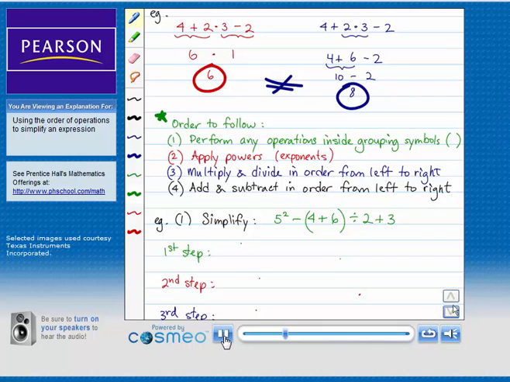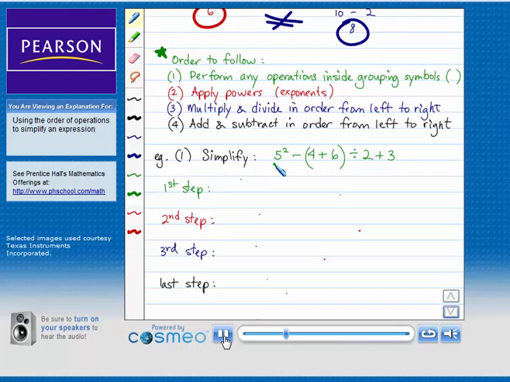Well, here's an example for us to do together. 5 squared minus 4 plus 6 divided by 2 plus 3. Looking at the order of operations above, why don't you see if you can do the very first step, and then when you're ready, hit continue.